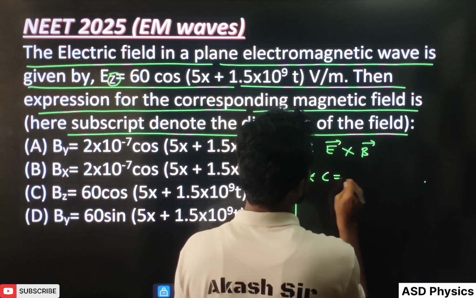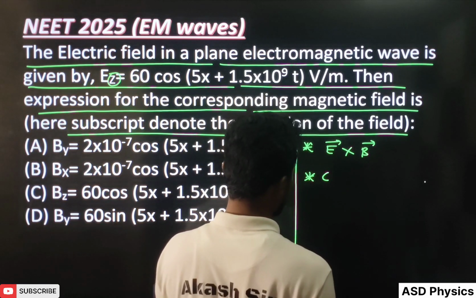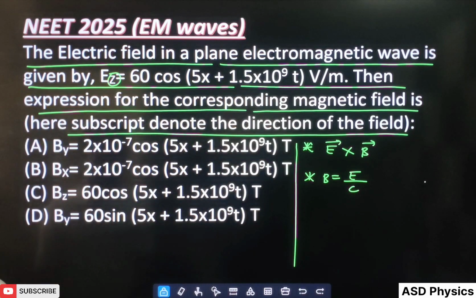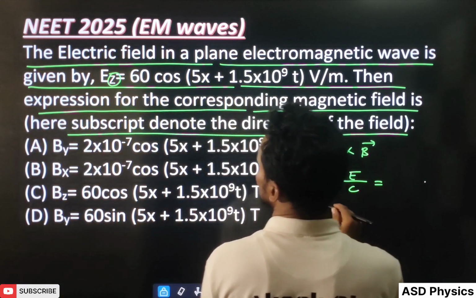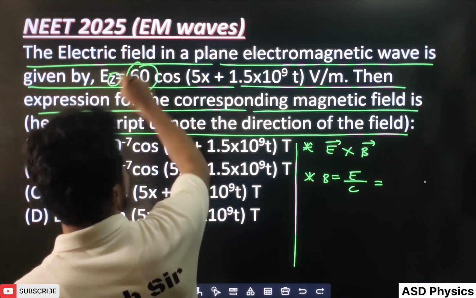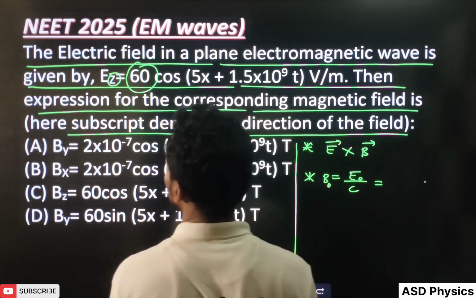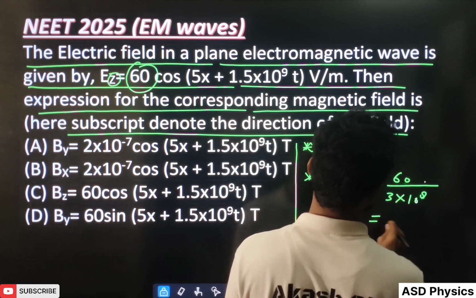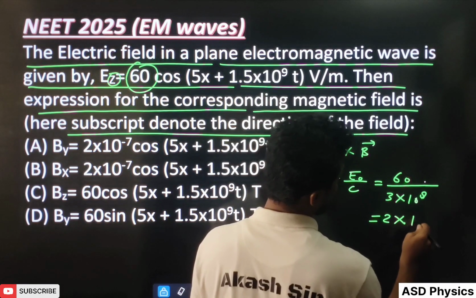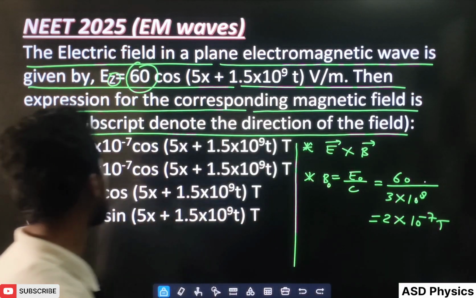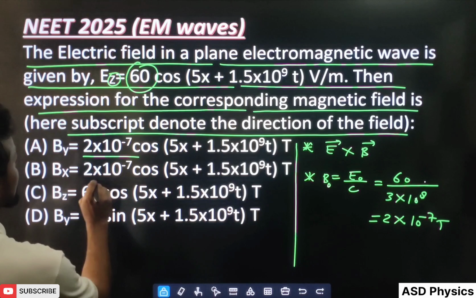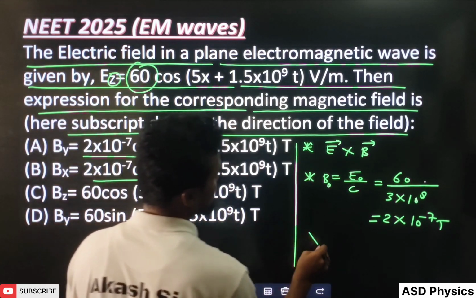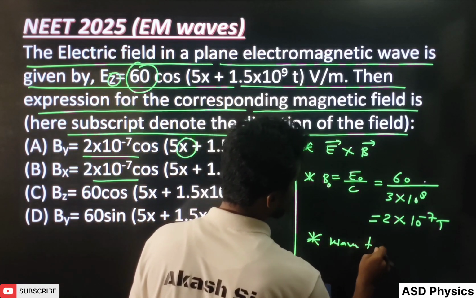Okay, so C is the speed of light, and I used to remember that B equal to E by C. Okay, this is the relation. So what will come here? See, the electric field is given here, so B naught equal to E naught by C, the peak value. It is given here 60, peak value by C means 3 into 10 power 8, so it will come here 2 into 10 power minus 7 Tesla. Any other option with 2 into 10 power minus 7? Yes, here it is there, here it is there. But the thing is whether Y or X. See here, it is given here X direction. That means wave direction, wave travel, students, in which direction?